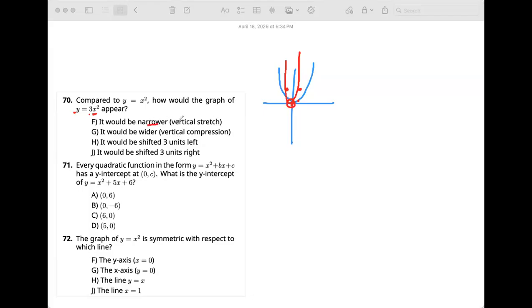So it would be narrower, a vertical stretch. If it is a multiplication by a number, right, it is a vertical stretch. If the number is greater than 1, it's a stretch. If the number is less than 1, it's compression. Make sense?